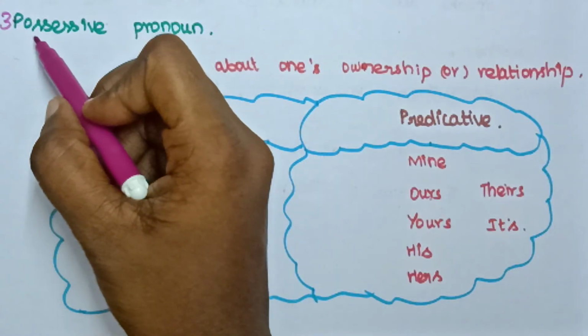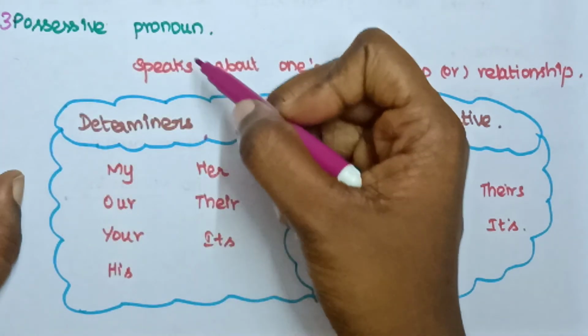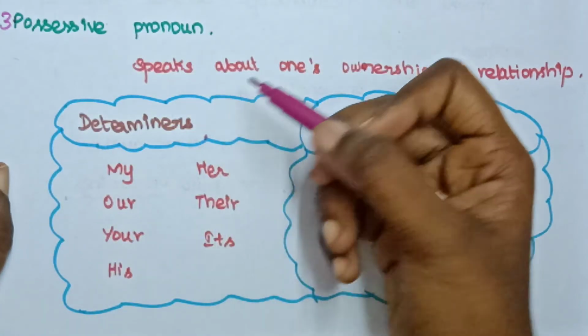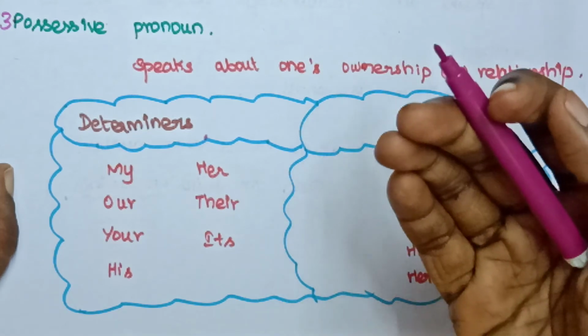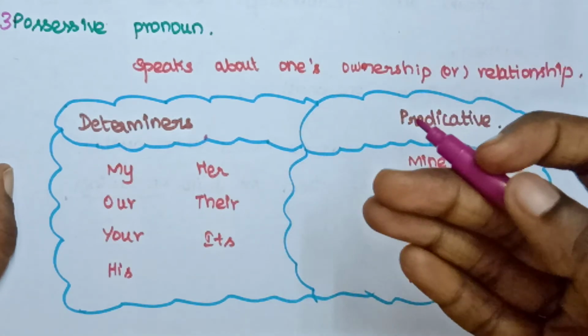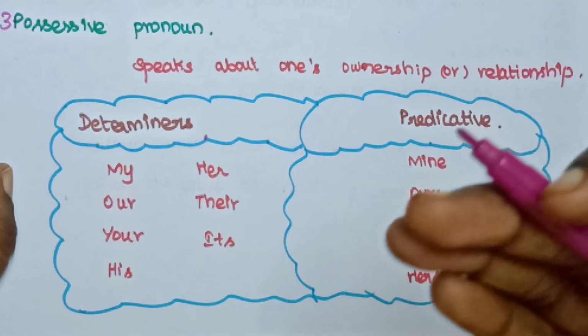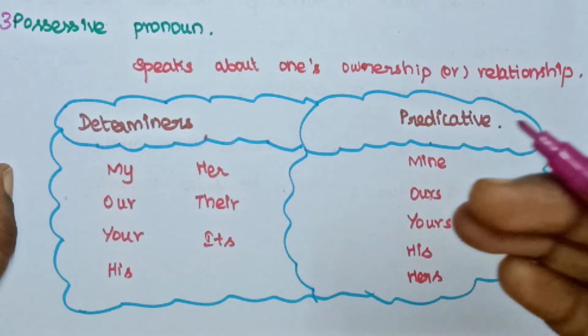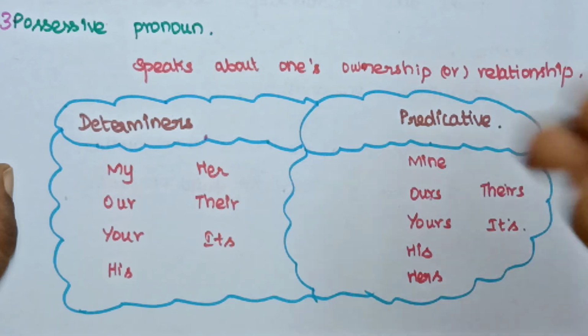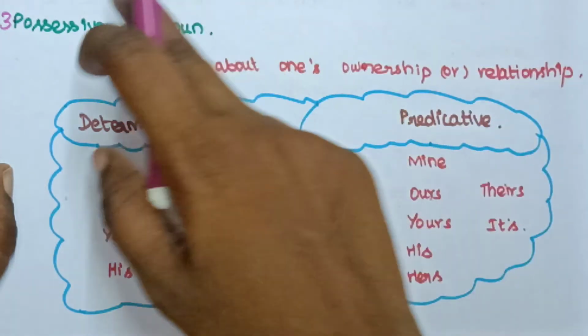See, what is the third type we are going to see? Possessive pronoun. What is a possessive pronoun? What is a possession? Possession is owning a thing. We are going to own a thing. So that is a possession. So if it describes someone's ownership, then that is called a possessive pronoun.